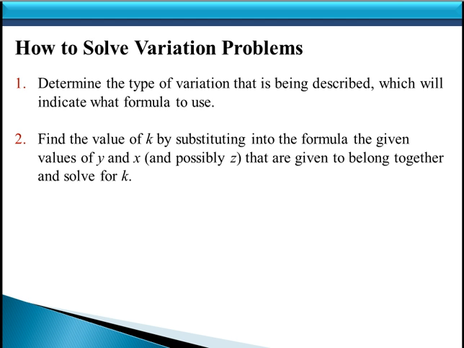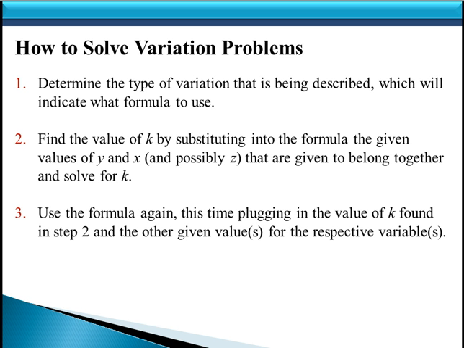The second step is to find the value of k by substituting into the formula the given values of y and x, and possibly z if it's joint variation. And the values that you're plugging in are those values that are given to belong together. So if they tell you that this y goes with this x, then those are the values you're going to plug in order to find k. So once you substitute those into the formula, then you'll solve that equation for k.